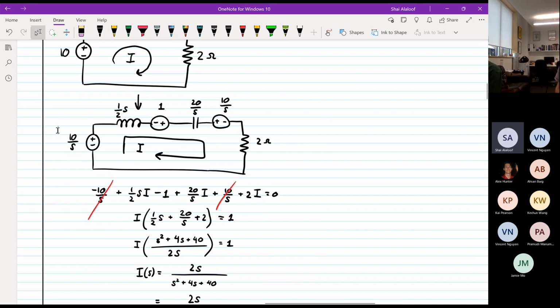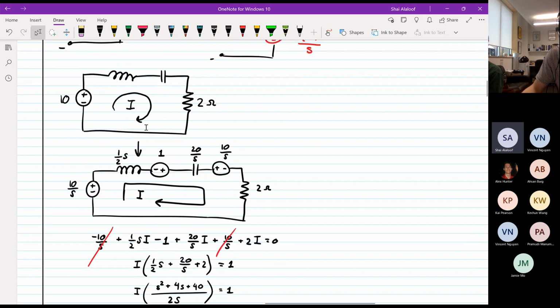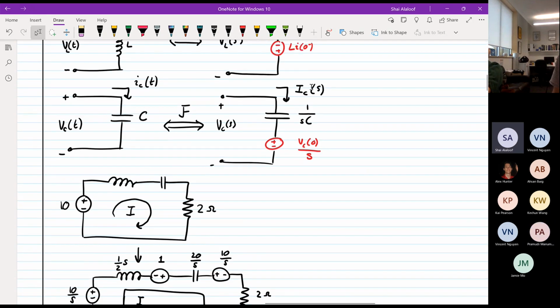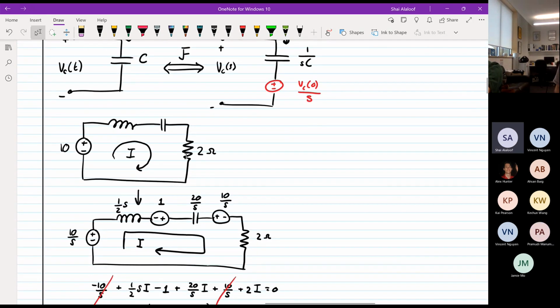Or just pretend that when we start analyzing it, a constant value Laplace transforms into a 10 on S. So it's a 10 on S voltage source. You've got the inductor, which is just LS, and then a voltage source in series, whose value is equal to L times I naught, right? L times I naught. I naught was 2, and the inductance is a half. So it's just 1.